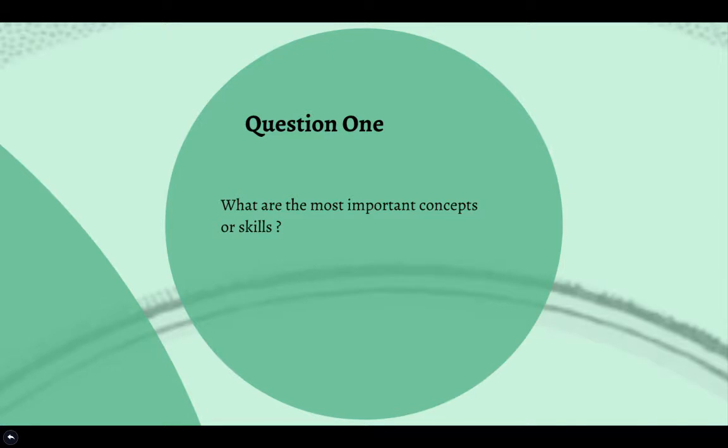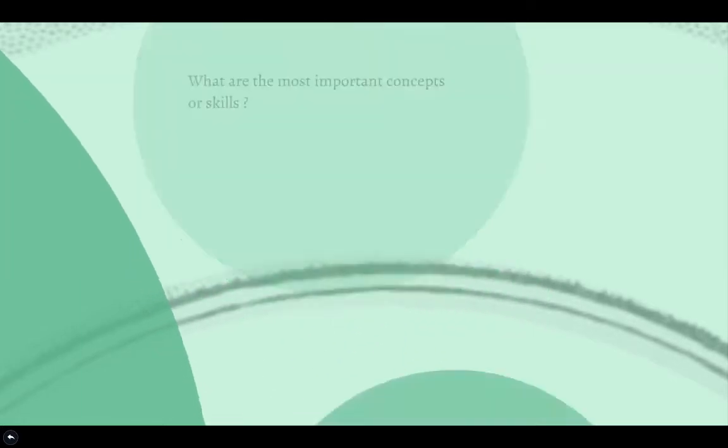First, what are the most important concepts or skills that trainees need to understand by the end of the class? You should only have 1 or 2 learning objectives for each class. If you have more, you are likely to have too much information to cover, and trainees may feel overwhelmed with the information and not be able to retain much of what you're teaching them.